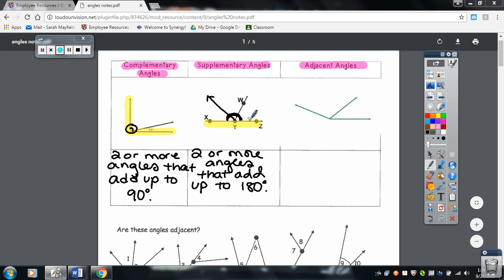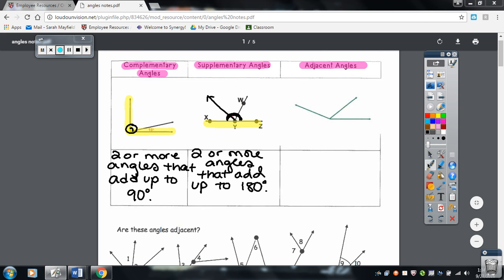So if we just look over here at this example, now I'm not going to define adjacent yet, but if I were to draw my arc through this angle, and then I was going to draw my arc through this angle, notice, does that make a semicircle? No, it makes like a 3/4 of a semicircle. So these 2 angles don't add up to equal 180, but do they add up to equal 90? No, because this angle right here is not 90 degrees. So this would be an example of neither.